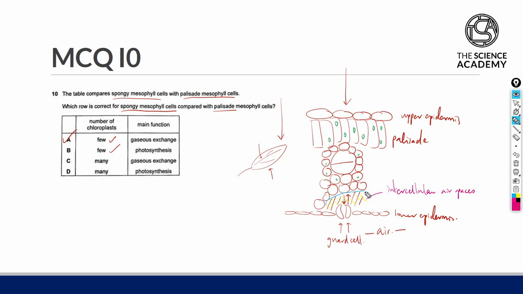Evaporation of water from the thin film lining the spongy mesophyll cells also allows water to be lost in the form of water vapor, again through the stomata. This results in the transpiration pull of the plant, allowing the plant to take in more water from the roots up to the leaves.